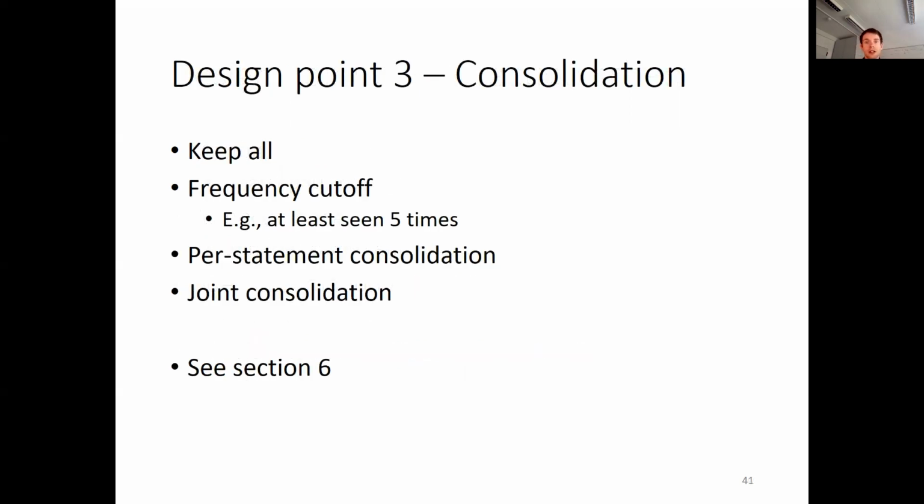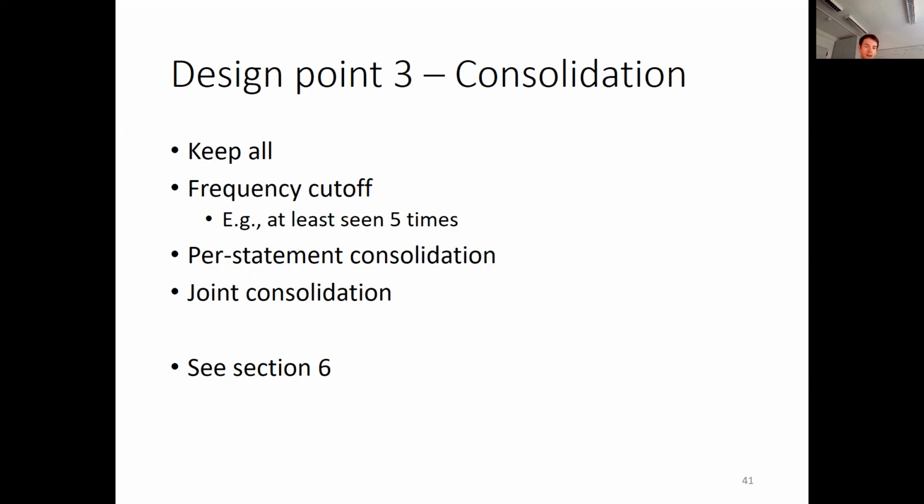And the third design point is the consolidation scheme, where the simplest is to do nothing, so to keep everything that results from the previous phase. However, often there's a substantial amount of noise among extractions. So a simple consolidation scheme is frequency cutoffs. For example, keep all statements that were seen at least 5 times. With more complex consolidation, we can, per statement, try to consolidate statements, cluster them, use features in a supervised model or unsupervised rule-based cleaning of statements, or we can do a joint consolidation of various statements. We'll go into detail on that in section 6 of this tutorial.